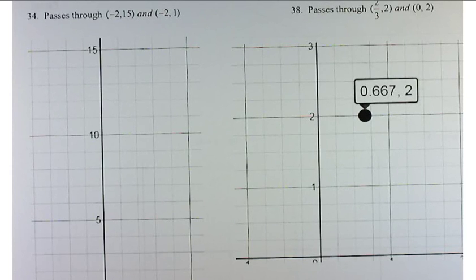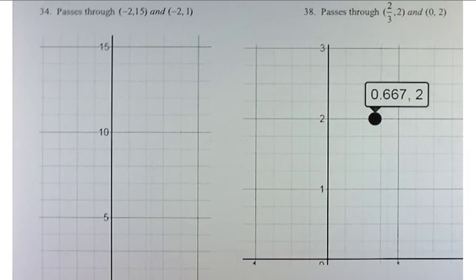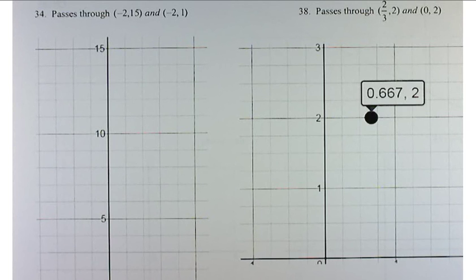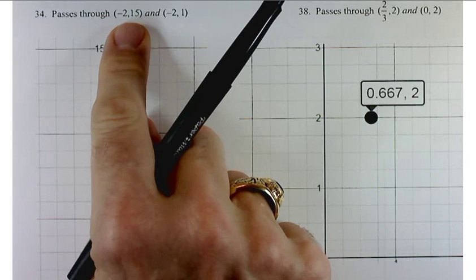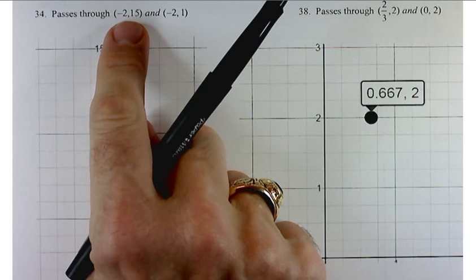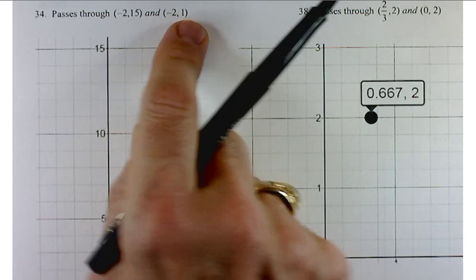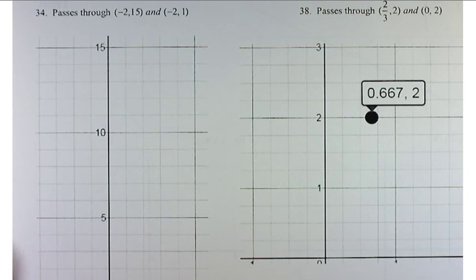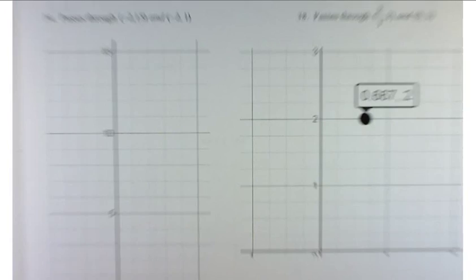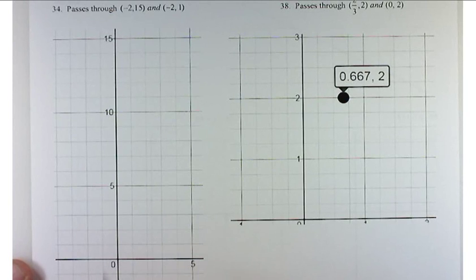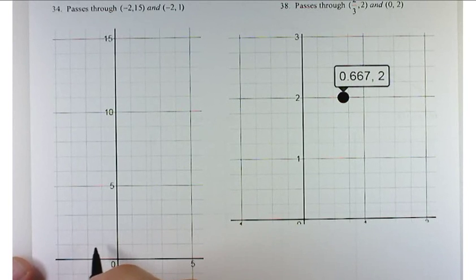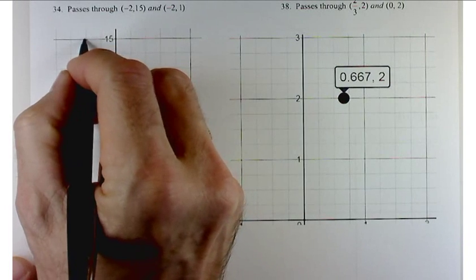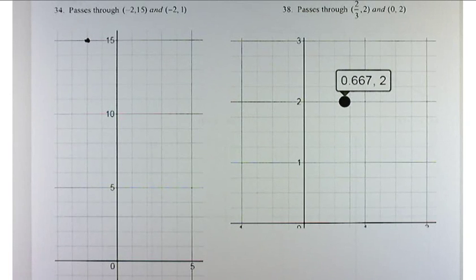Problem 34 and 38, a couple review type problems. Let's start with problem number 34 first. We want to find the equation of a line between these 2 points, negative 2 and 15 and negative 2 and 1. I'd suggest you start by plotting those 2 points. So negative 2 and 15, so it would be right here. What about negative 2 and 1?